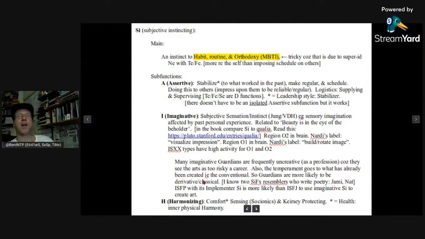And then SI imaginative. So I sort of see it like this. The core of SI is the guardian instinct. What does Dario call his SI chapter in The Magic Diamond? Cautious protecting. That is getting towards the instinct of SI. Conserving instinct. Stability, stabilizing, and it's that stabilizing which is the opposite of NI.